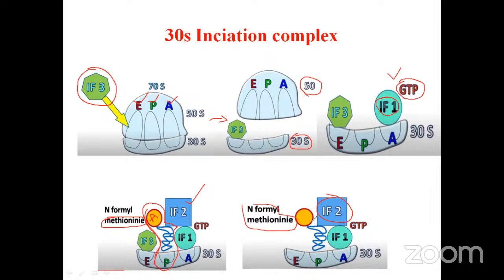Later, initiation factor 3 is removed. Here you see in the last slide, is there initiation factor 3? No. Initiation factor 3 is removed. So what is the function of initiation factor 3? First of all, its function is dissociation. What happens if initiation factor 3 is absent in this complex? Dissociation will not occur. That means there is a chance of association with the large subunit, right?